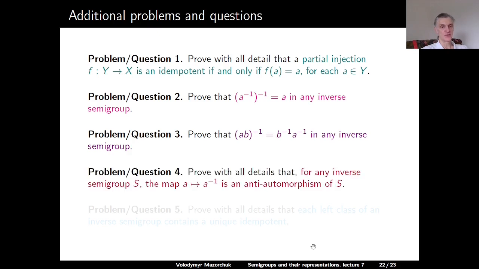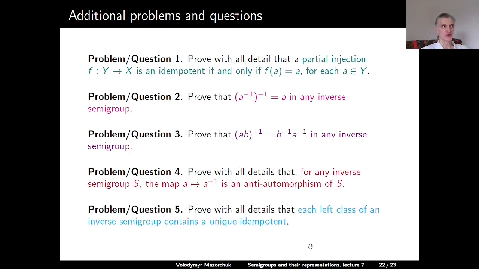Problem question 4. Prove with all details that for any inverse semigroup S, the map which sends A to A inverse is an anti-automorphism of S. And problem question 5. Prove with all details that each left class of an inverse semigroup contains a unique idempotent.